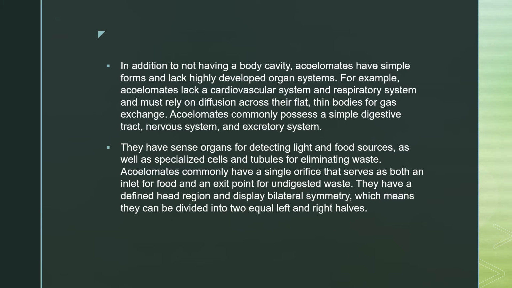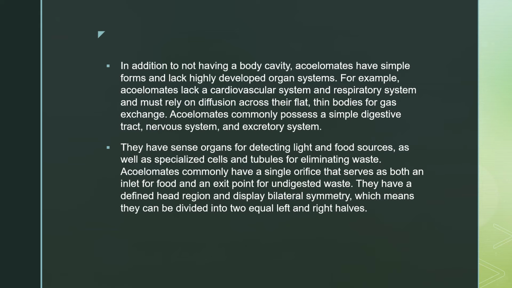In addition to not having a body cavity, acoelomates have simple forms and lack highly developed organ systems. For example, acoelomates lack a cardiovascular system and respiratory system and must rely on diffusion across their flat, thin bodies for gas exchange. Acoelomates commonly possess a simple digestive tract, nervous system, and excretory system. They have sense organs for detecting light and food sources, as well as specialized cells and tubules for eliminating waste.